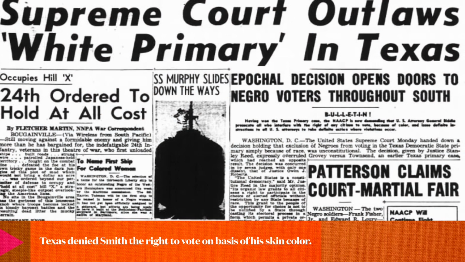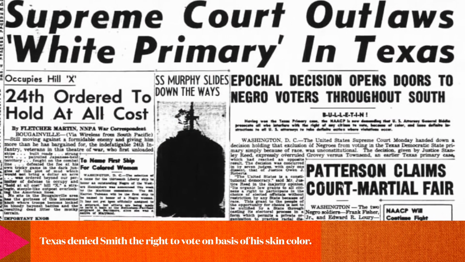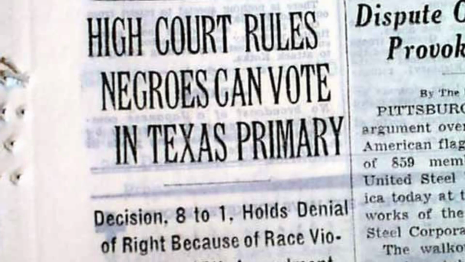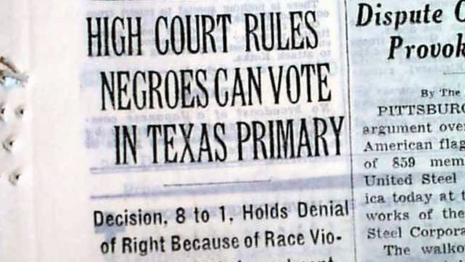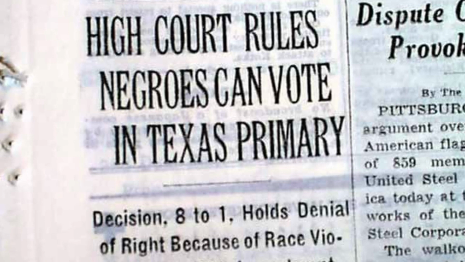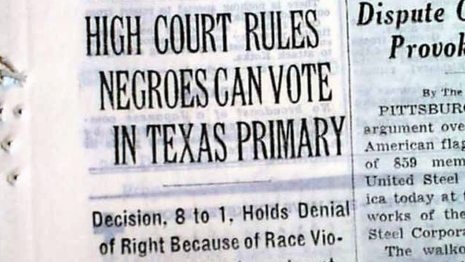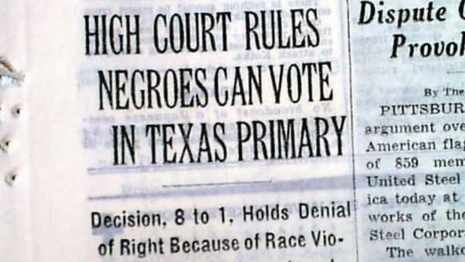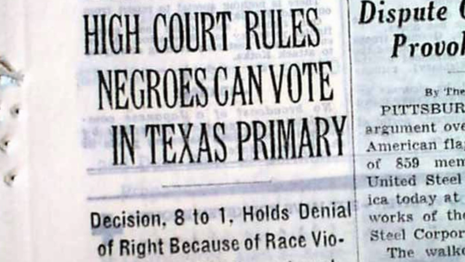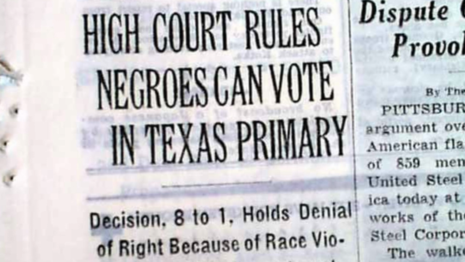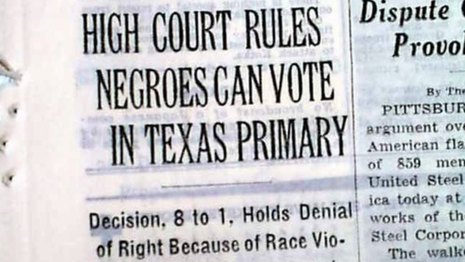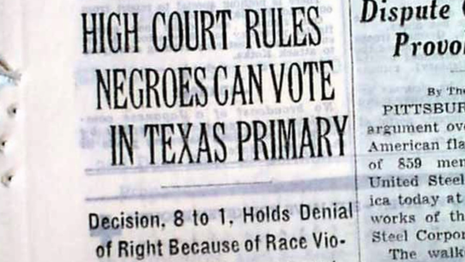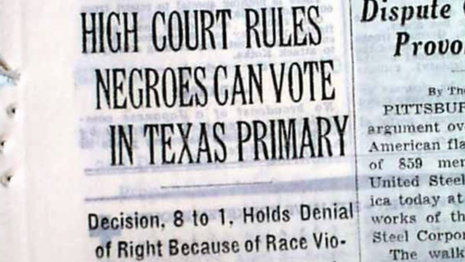In the 1944 case of Smith v. Allwright, Smith, an African American voter from Texas, filed a lawsuit against Allwright, the election judge for the Democratic Party, challenging the exclusion of African Americans from the primary elections. Smith argued that the white primary system violated his rights under the 15th Amendment. The Supreme Court ruled in favor of Smith and declared the white primary system unconstitutional.